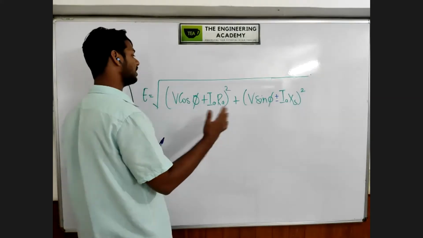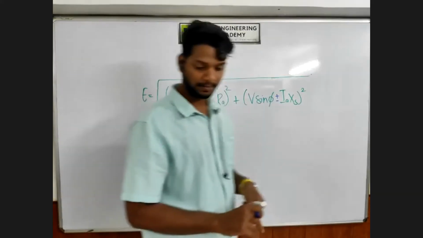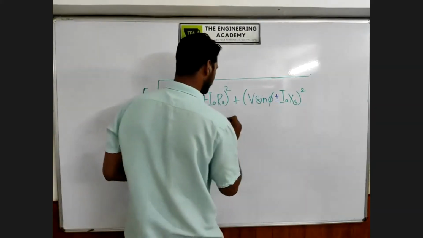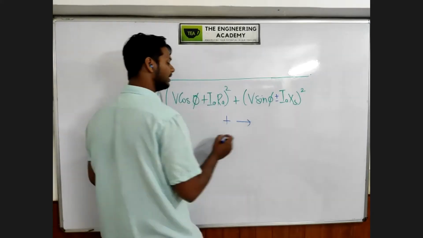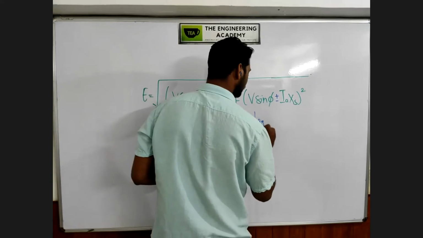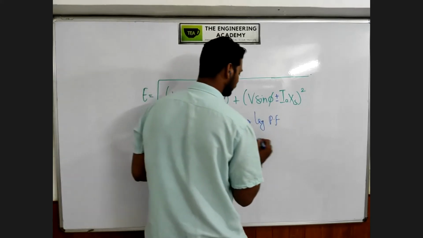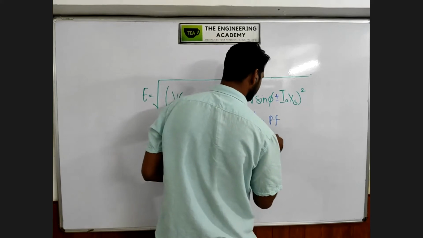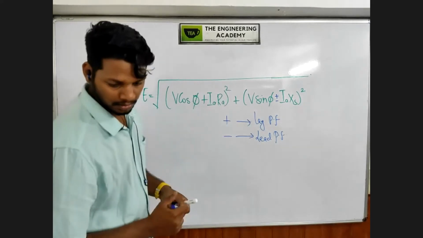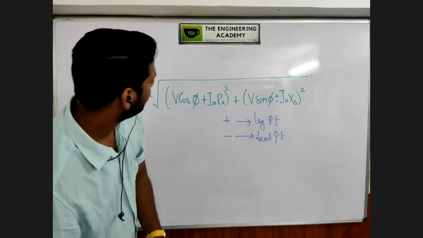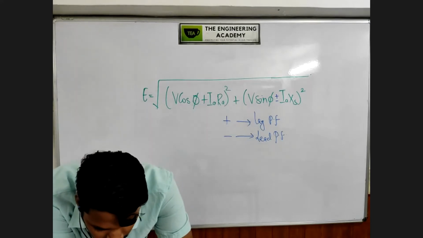V cos phi plus IA square plus V sin phi plus or minus IA XA square. So one more thing I have to give: when to use plus and when to use minus. When there is lagging power factor, you have to use plus, and when there is leading power factor, you have to use minus. When you are working with leading and lagging, please take care of this plus and minus.